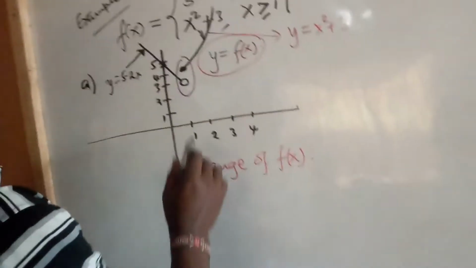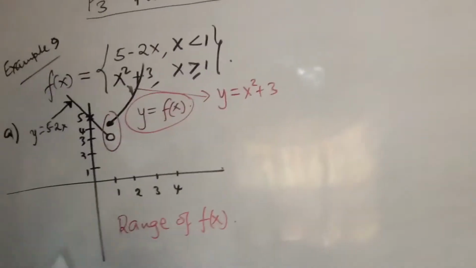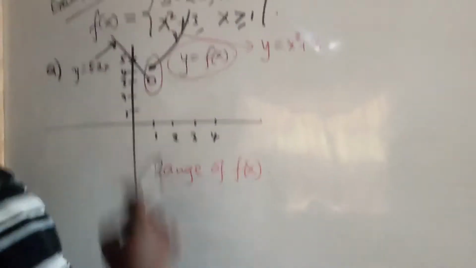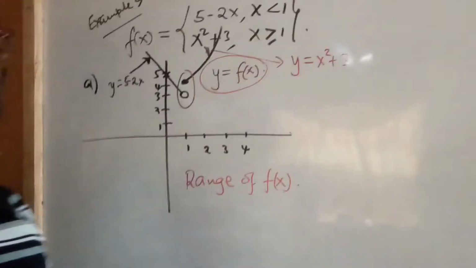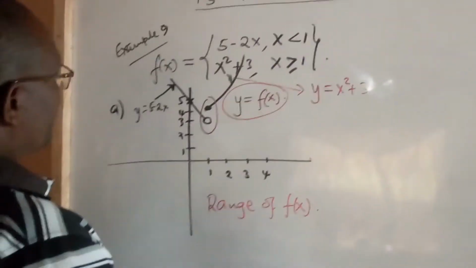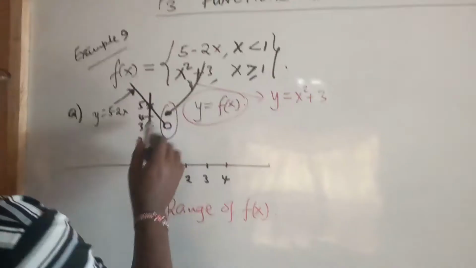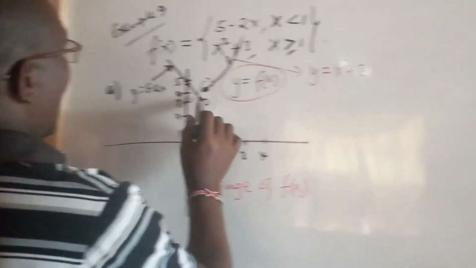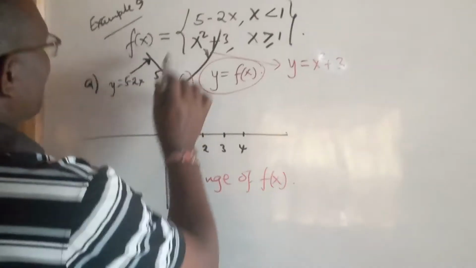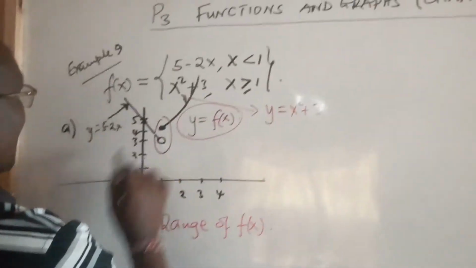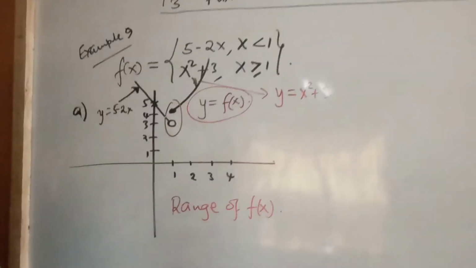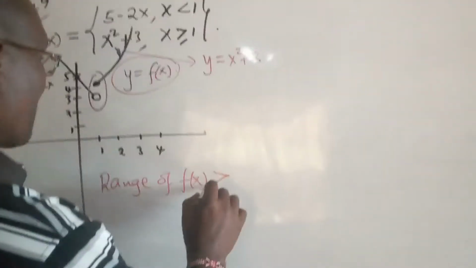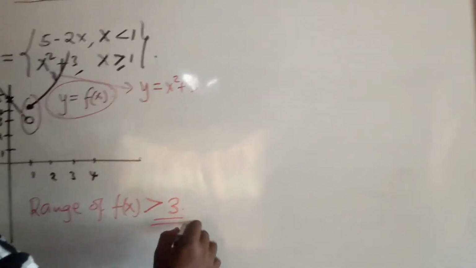So the range is supposed to capture all the values of y that make sense for both of the functions, that make sense for both of the equations. So if we say that the range is 4 and anything more than 4, then we will have ignored this part of the linear part, which is also making sense. So the best answer to this question is that the range of f(x) is something greater than 3.